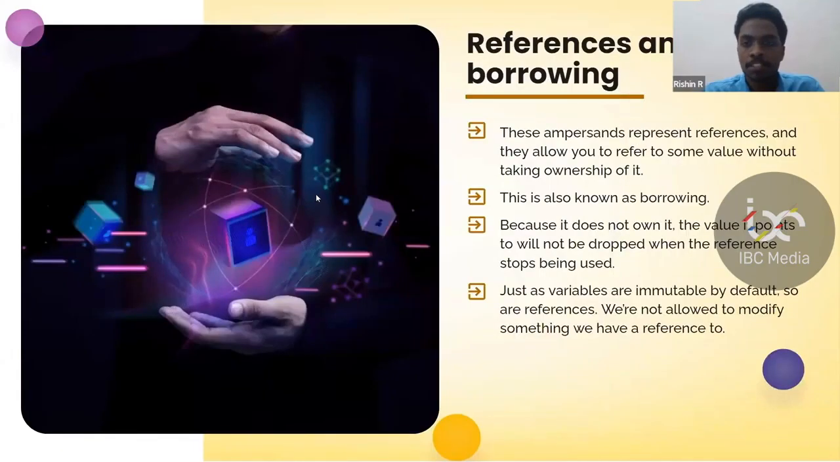Okay, we have talked about reference. We have talked about borrowing. Borrowing has the same effect as referencing. Borrowing means to use a reference to access the data from the memory. So ampersand represents the references. They allow you to refer to some value without taking ownership of it. Okay, so we are not taking the ownership. We are just taking the reference, or we are borrowing. This is the method that I was explaining in the beginning of the session, that is, it uses a borrow checker. Now, because it does not own it, the value will not be dropped when the reference stops being used. So that is why there was no issue when we passed it to a function.